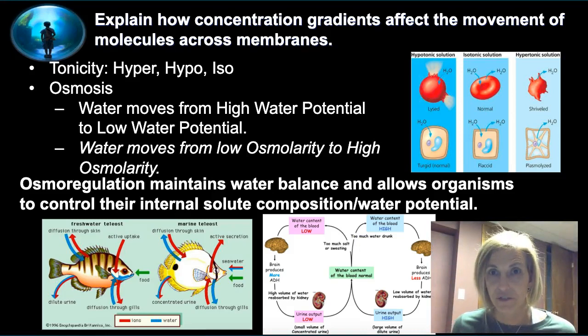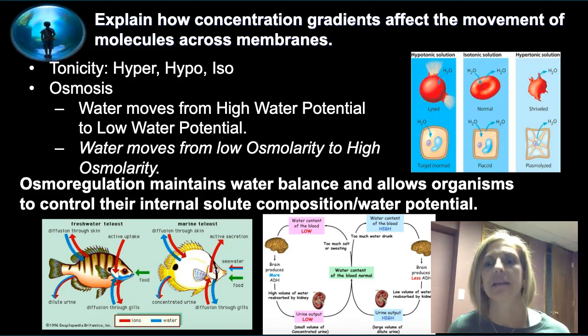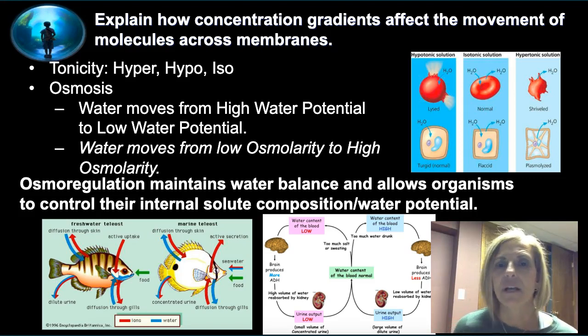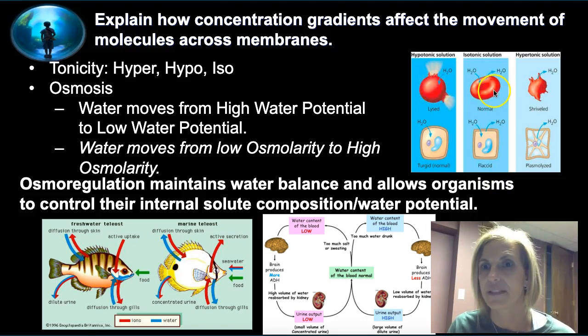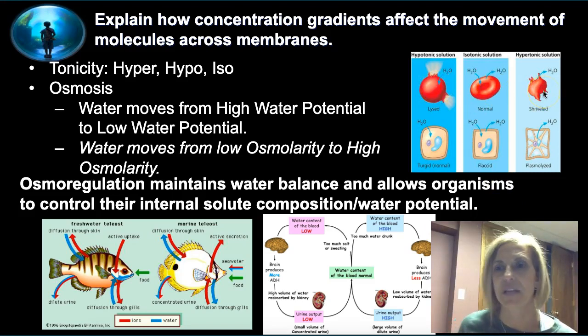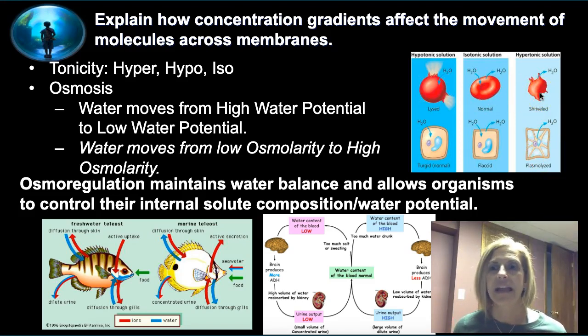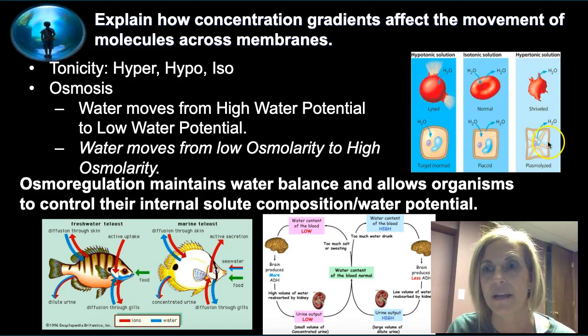Okay, how concentration gradients affect the movement of molecules. This is referring to tonicity. Remember, tonicity is referring to how many solutes there are in the environment. Hypertonic, there are lots of solutes. Hypotonic, fewer solutes. Isotonic, they're the same. So if you are in a hypertonic environment, the water will leave, the cell becomes crenated and shrivels, or in a plant cell, it becomes plasmolyzed.